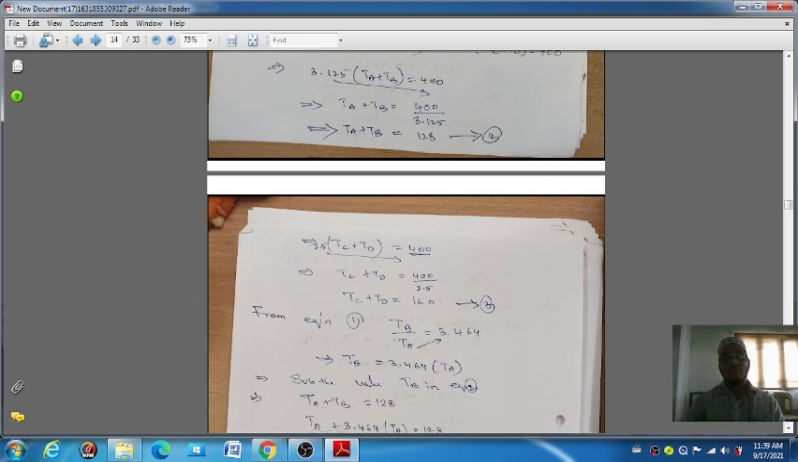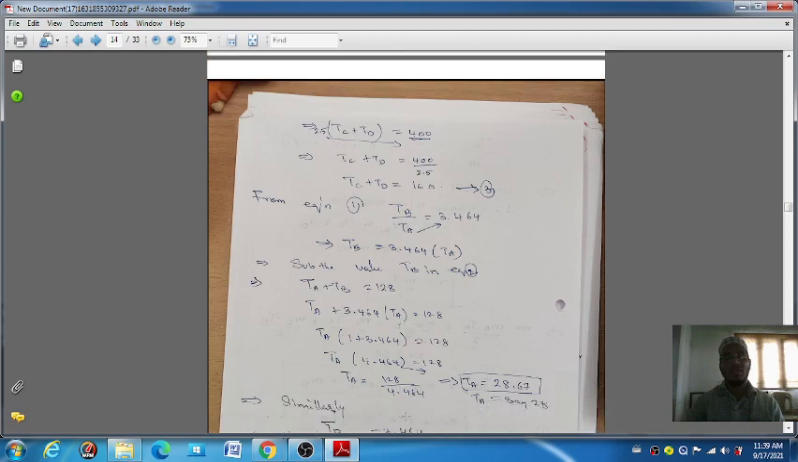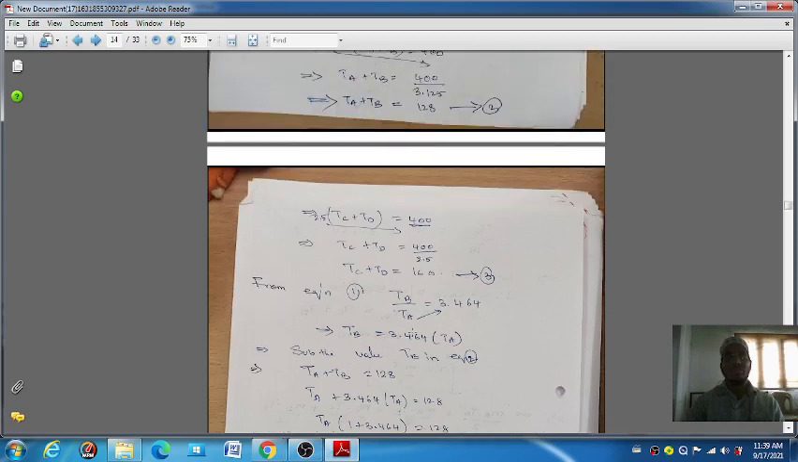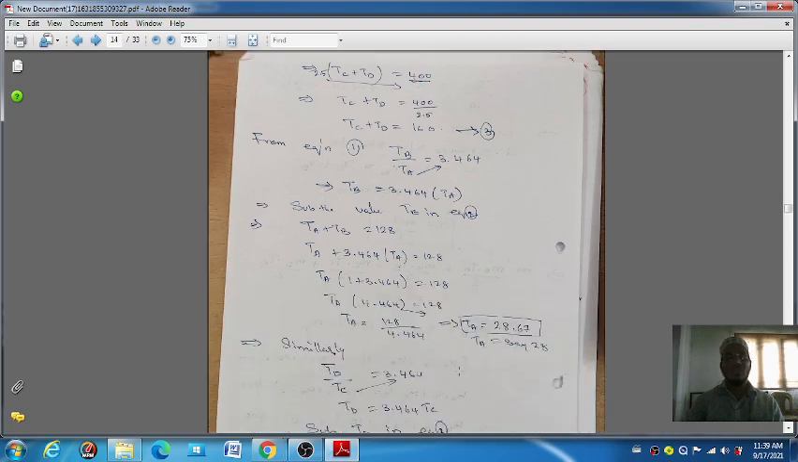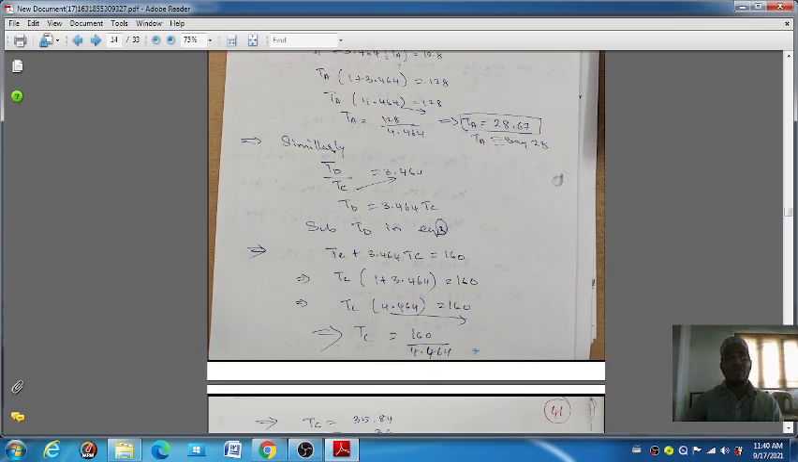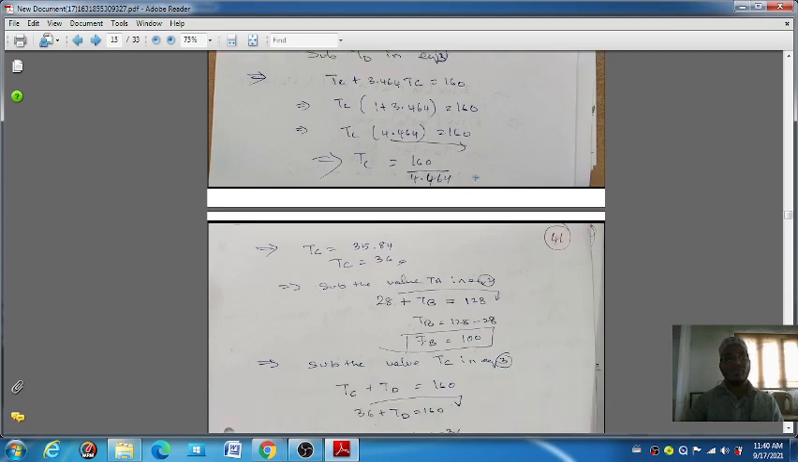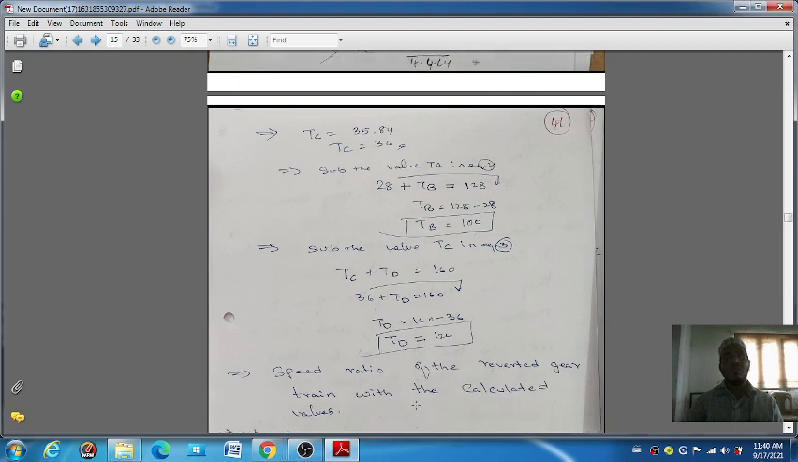Then substitute this value in equation 2, and you will get the value of TA. Then substitute the TA value in TB, and you will get the TB value also. We substitute TD in equation 3, and TC and TA in equations 2 and 3, then we will get TB and TD. You know very well how to solve this. It is an easy concept from M1, M2 or M3.